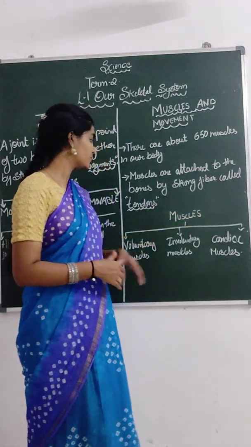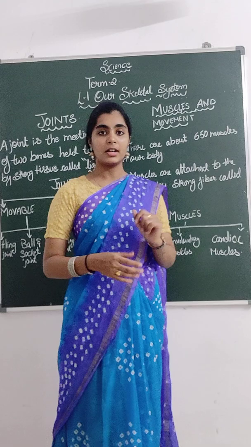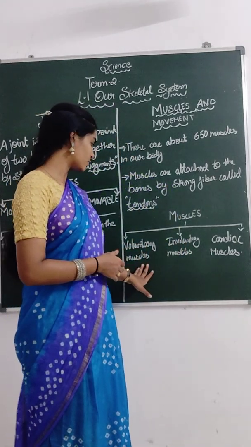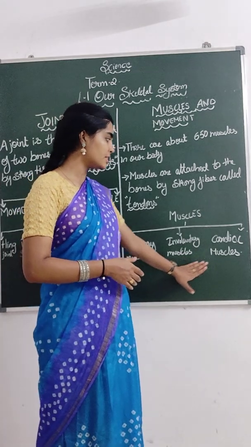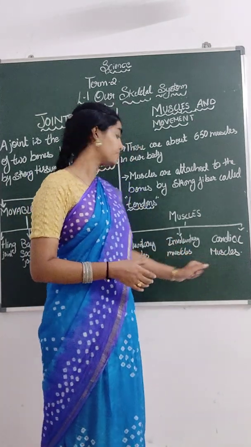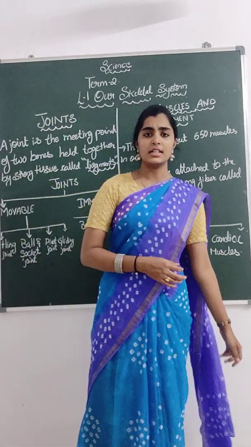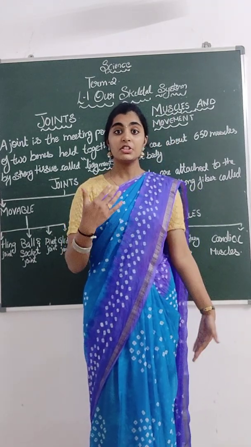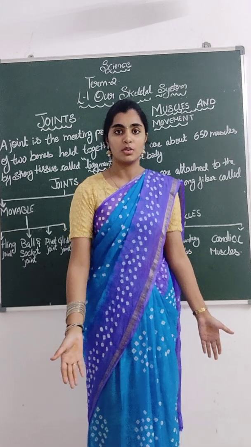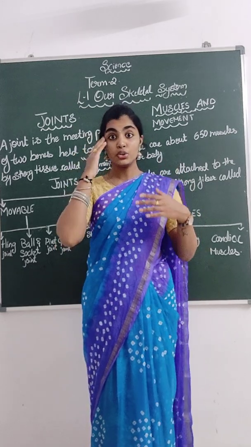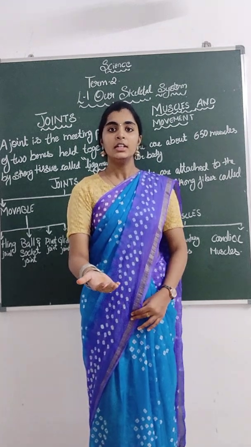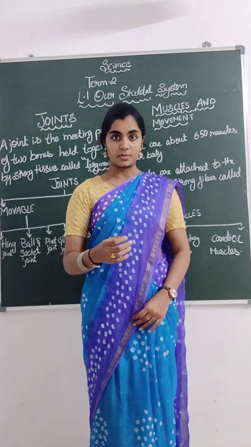Okay, tendons. Now, we have three different types of muscles. Let us see what they are: voluntary muscles, involuntary muscles and cardiac muscles. Let us understand what we mean by voluntary. Voluntary means which you can do on your own. Voluntary is to your consciousness, so you do the work according to that. That is called voluntary.